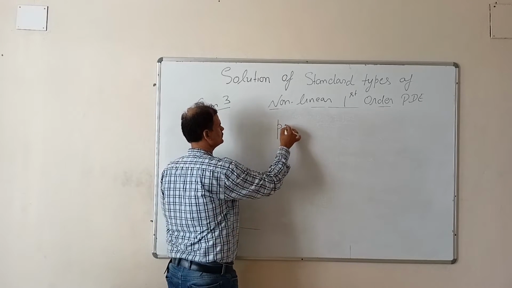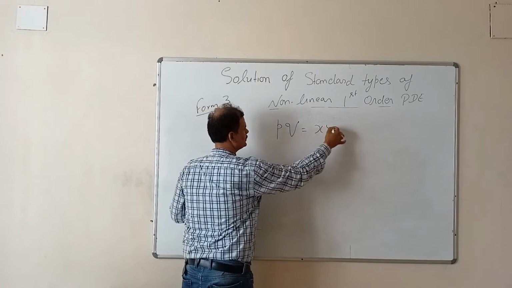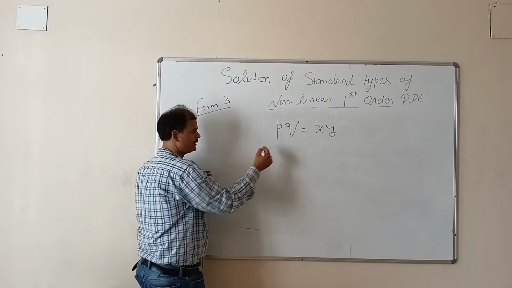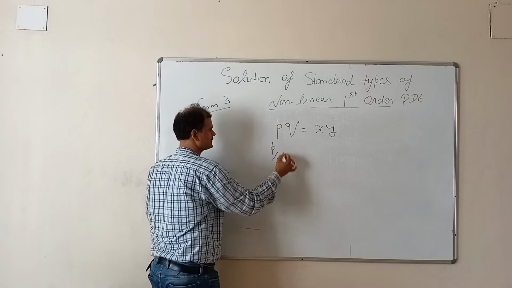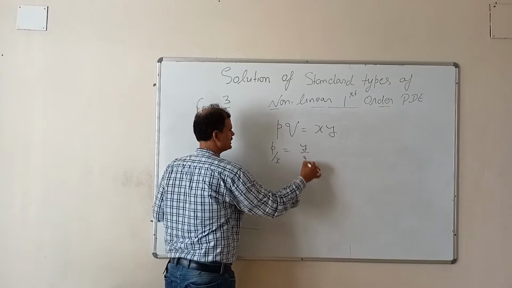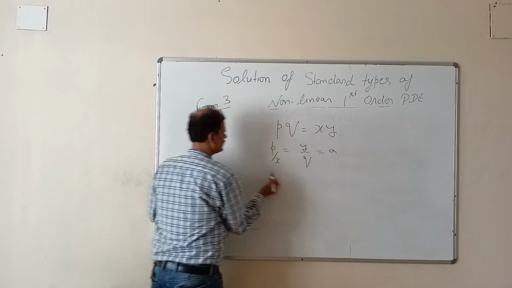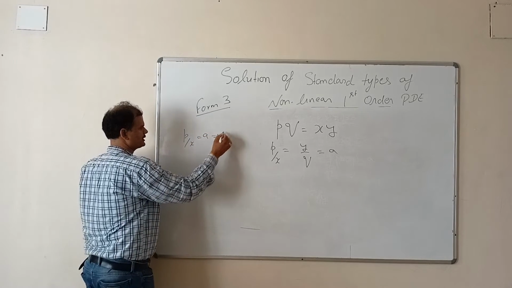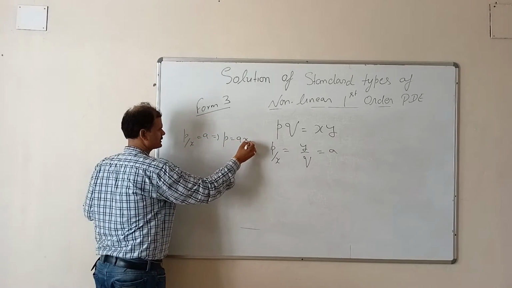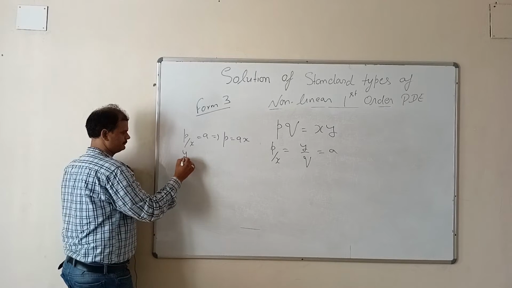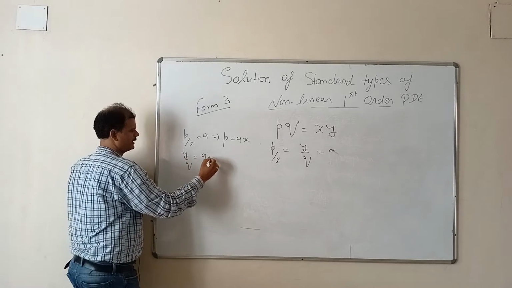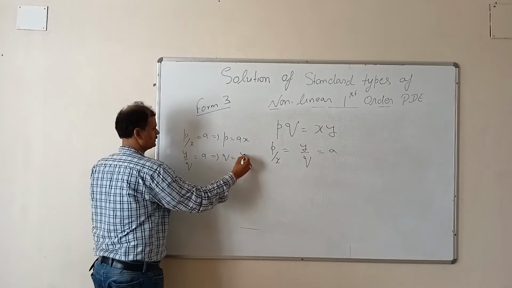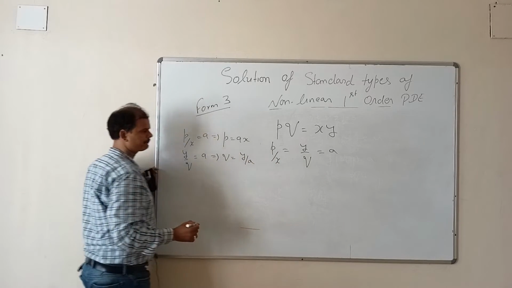The next problem I have is pq equal to xy. It's very simple. I'll have p by x and y by q equal to a. So from p by x equal to a, which implies p equal to ax. Clear? y by q equal to a, which implies q equal to y by a.